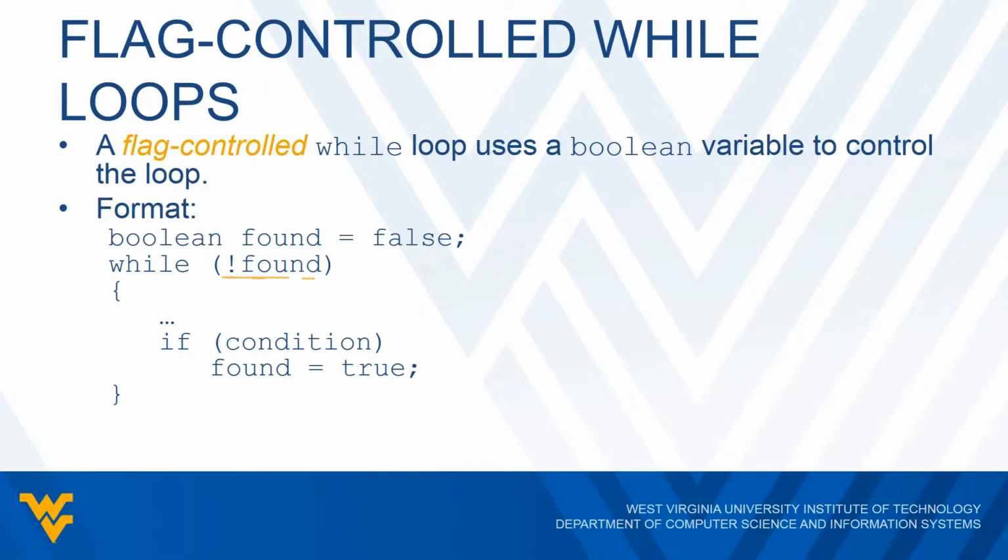So while found is still false, we're going to do some stuff in our loop. And then we have a condition that we can check, and whenever this condition happens, we set found to true. When found becomes true, that means not found becomes false, so then we get out of our loop. So the point here is we can use a Boolean variable for keeping track of how many times we run through the loop. And this type of variable, this found, we usually call a flag variable.